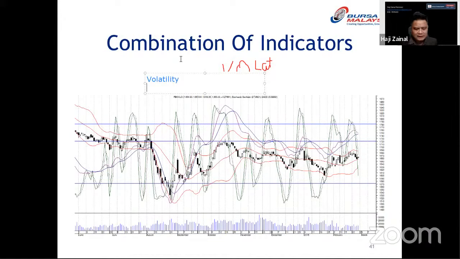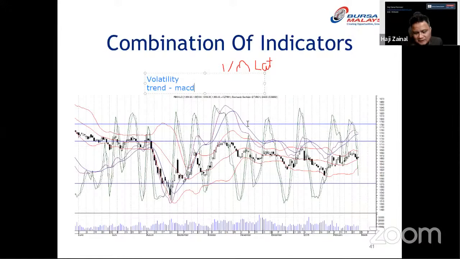Second is to determine the trend. Is the trend up or is the trend down? So we use the MACD to determine the trend. So where is the MACD? The MACD line is this. What color is this? It's magenta. What color is this? It's the blue line.